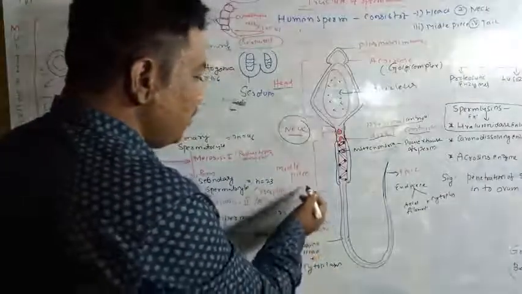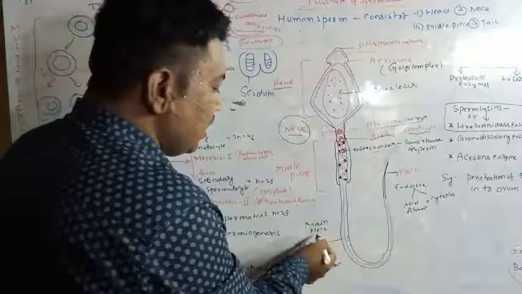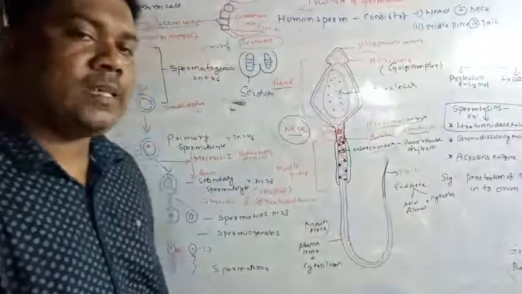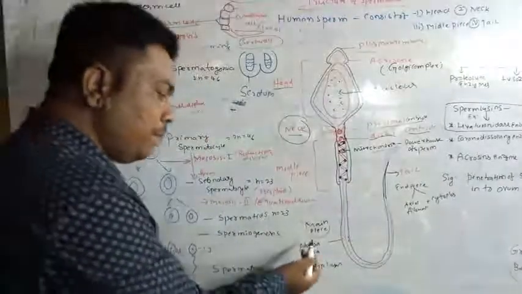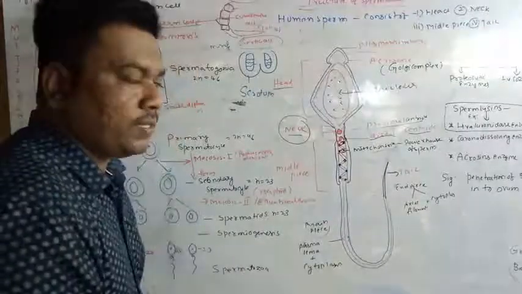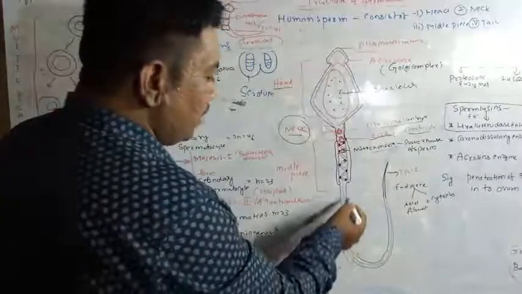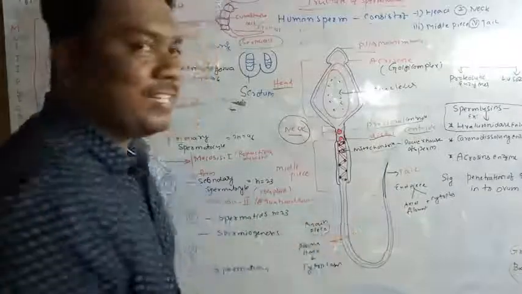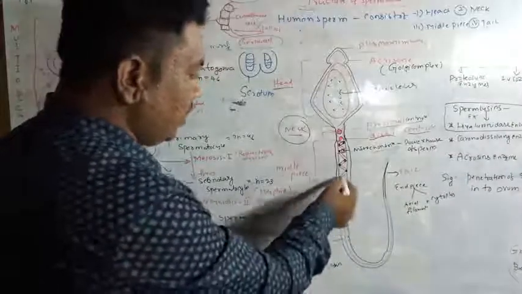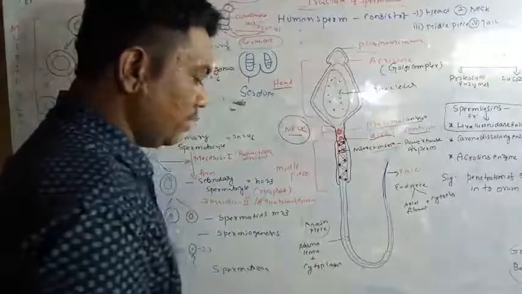After the middle piece, behind the middle piece, there is another part known as the main piece. This main piece is formed by the plasma lemma and cytoplasm. Plasma lemma and cytoplasm are present, and the middle portion of the main piece consists of the axial filament. The axial filament is also present inside the middle piece, right? This is very important.